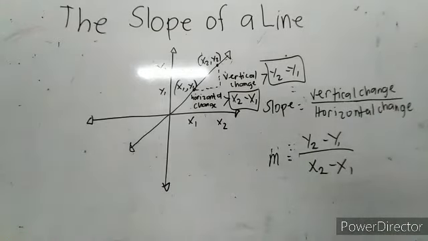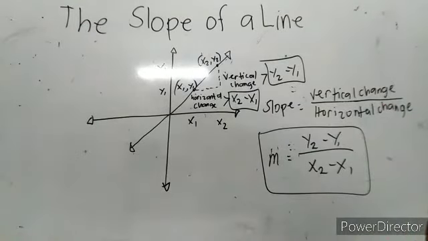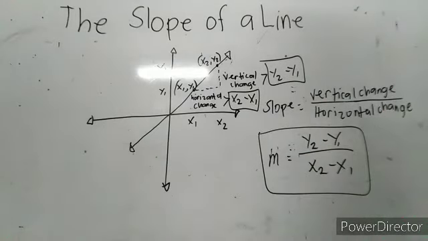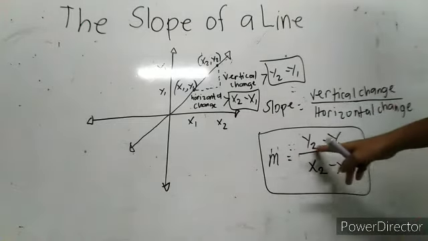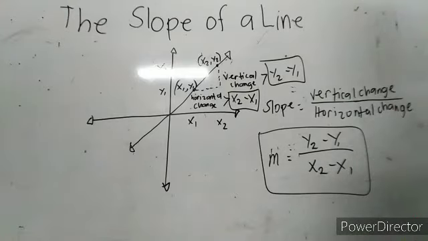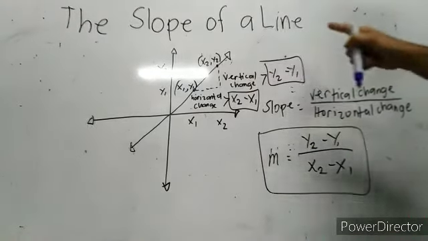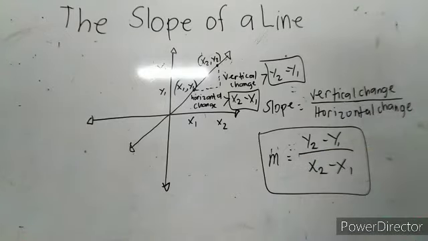Okay, so the formula for the slope of a line is this. Again, you should memorize or familiarize yourself with the formula for finding the slope. Slope equals y sub 2 minus y sub 1 over x sub 2 minus x sub 1. So now we have the formula for slope. I will give an example of how to find the slope using this formula.